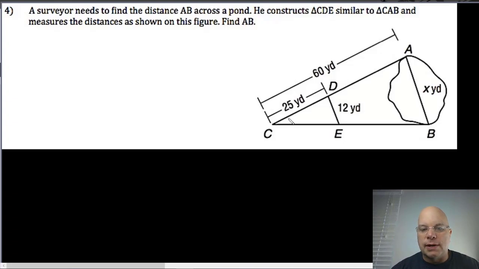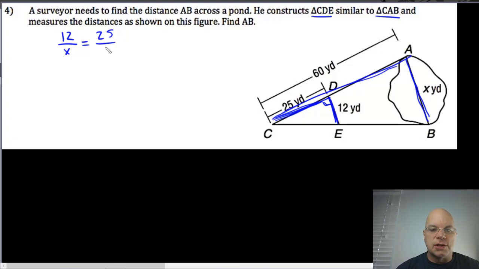So we have to recognize that we have these two similar triangles, and the shortest side of CDE is this 12. So if I compare the shortest side of CDE to the shortest side of the larger triangle, the shortest side of the larger triangle is actually x. 12 over x should be equal to this medium length side, the other leg of this triangle, which is 25, over this leg, CA, which is 60.